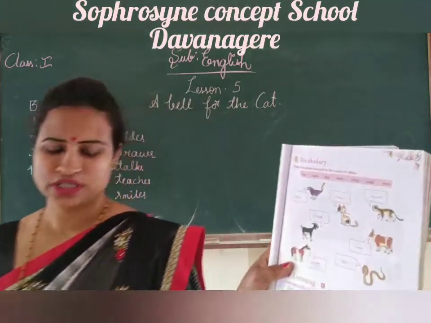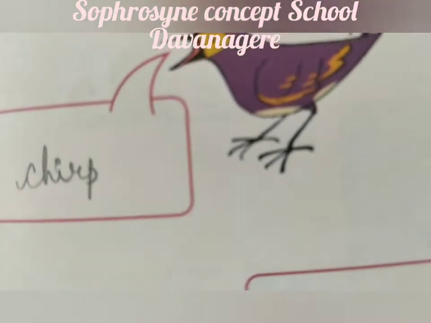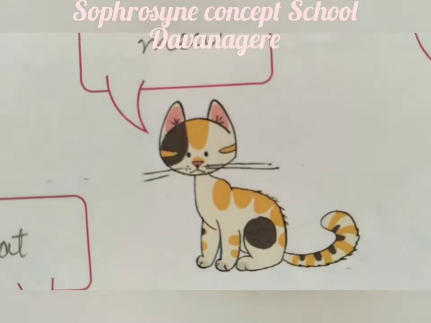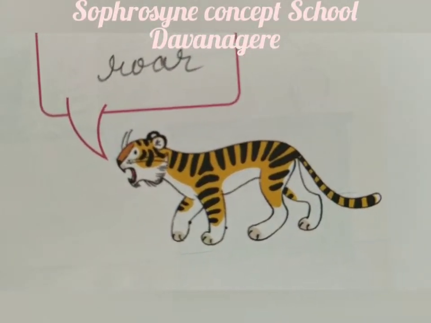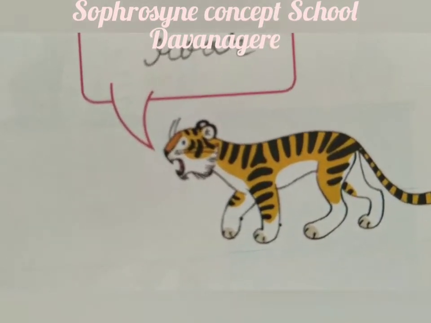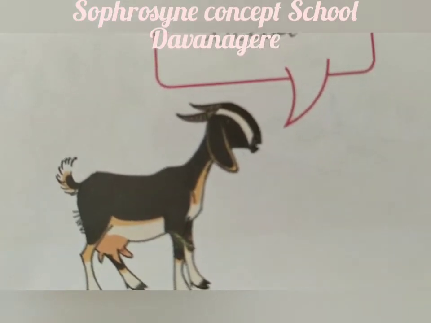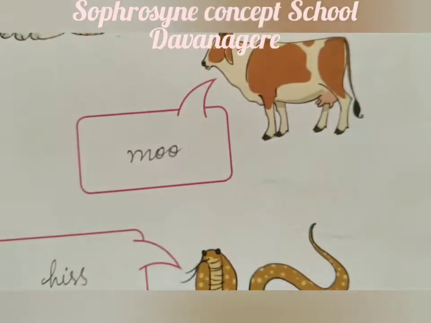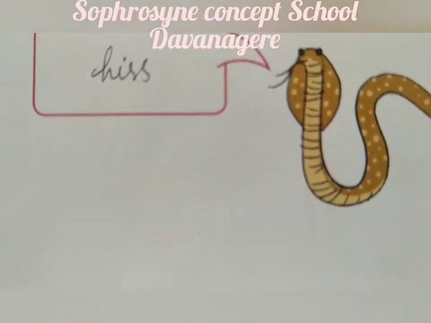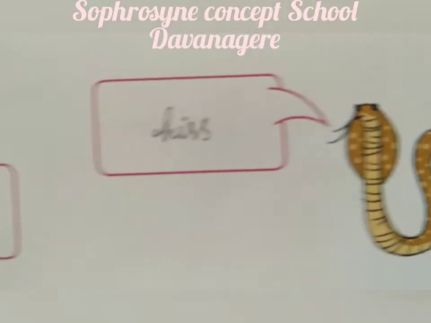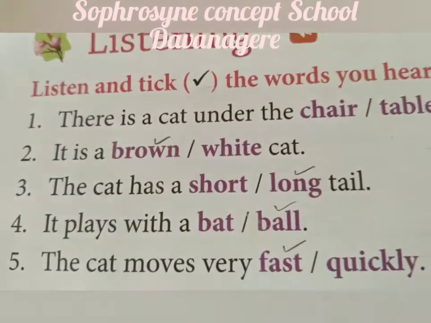So here, what is the bird will do? Birds will chirp. C-H-I-R-P. Write the answer in your textbook, children. Next, this is cats. What the cat will do? Meow. M-E-O-W. Next, tiger roar. R-O-A-R roar. Next here, goat. Goat will bleat. B-L-E-A-T bleat. Next, cow. Moo. M-O-O moo. Here, snake. Hiss. H-I-S-S hiss. Next, horse. Neigh. N-E-I-G-H neigh.